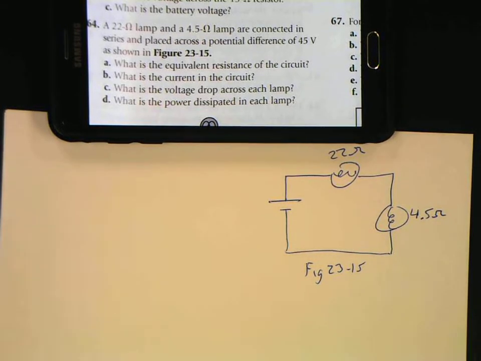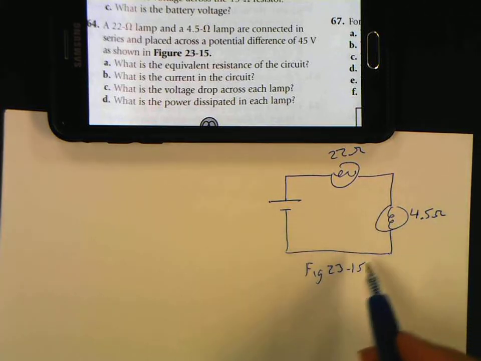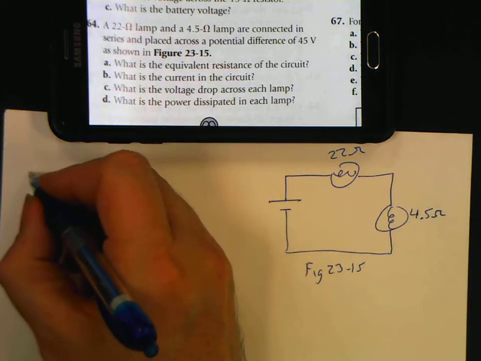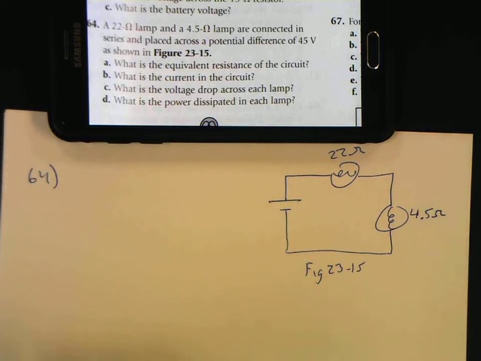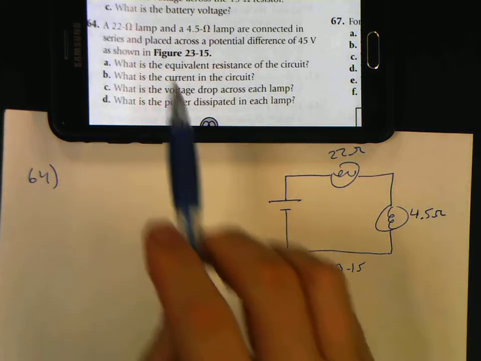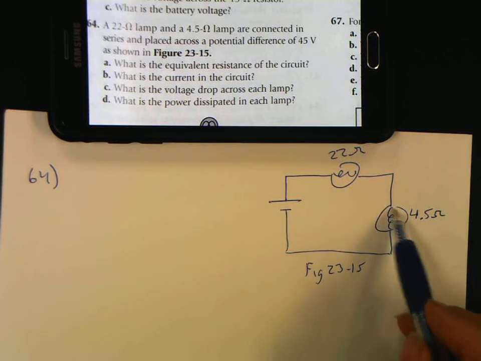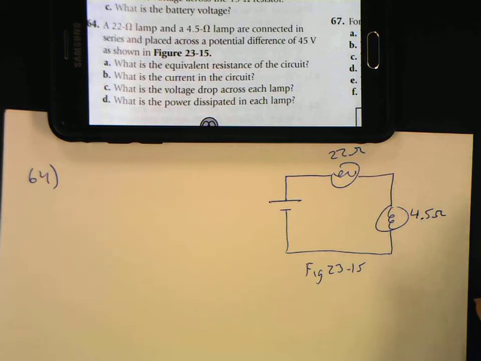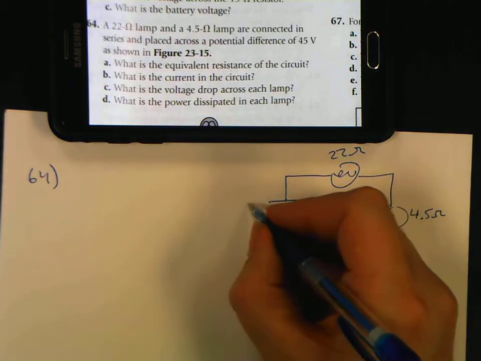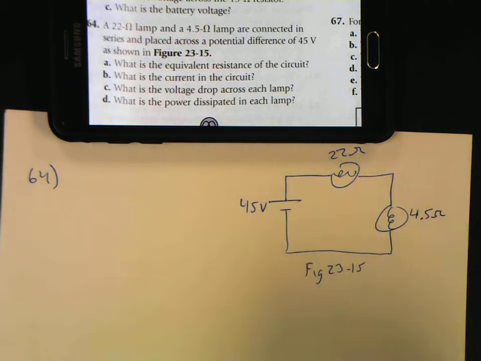Okay, welcome back. We've got to do two more problems, 64 and 67. Problem 64 wants us to use figure 23.15, which I already drew. A 22 ohm lamp and a 4.5 ohm lamp, that's why they're looking like light bulbs instead of resistors, are connected in series and placed across a potential difference of 45 volts. So this guy here is 45 volts.